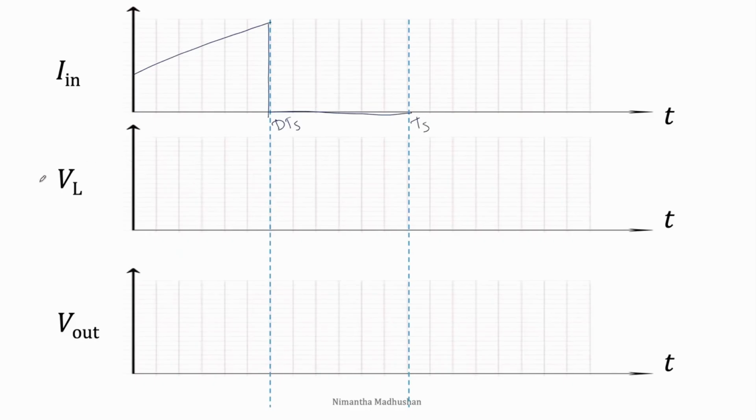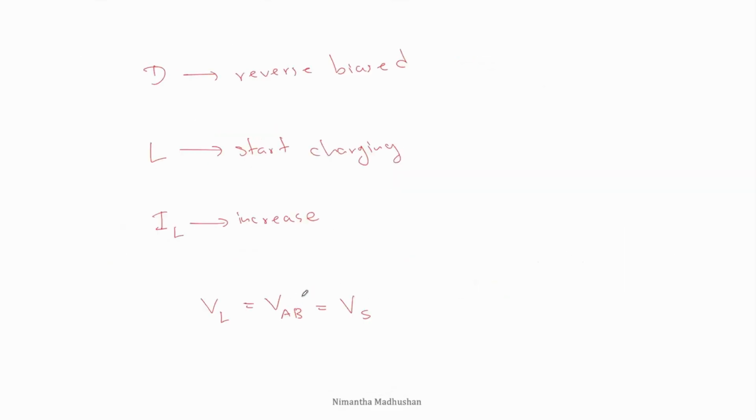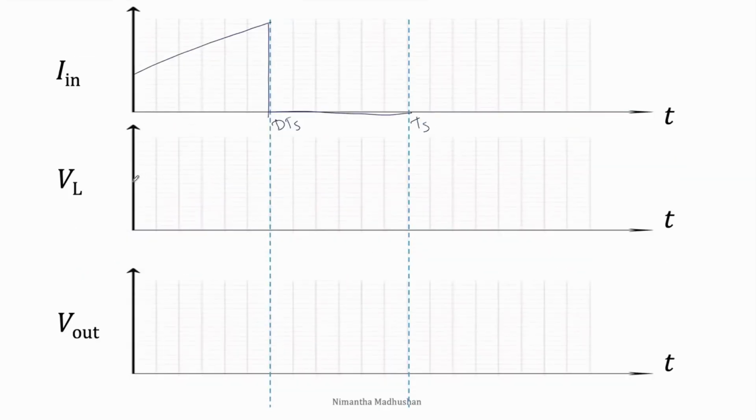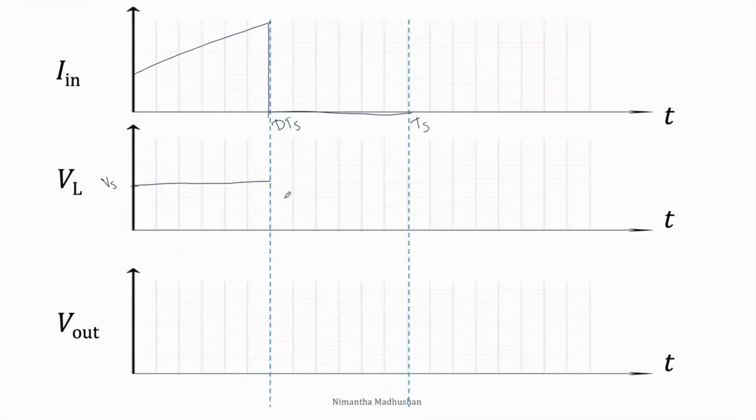If we consider the inductor voltage during turn on time, we can write the inductor voltage is equal to the supply voltage Vs. It is a positive value, Vs, and during turn off time we can write VL is equal to minus Vout. We are getting a negative voltage at the output end, minus Vout during the off time. This is on and off.